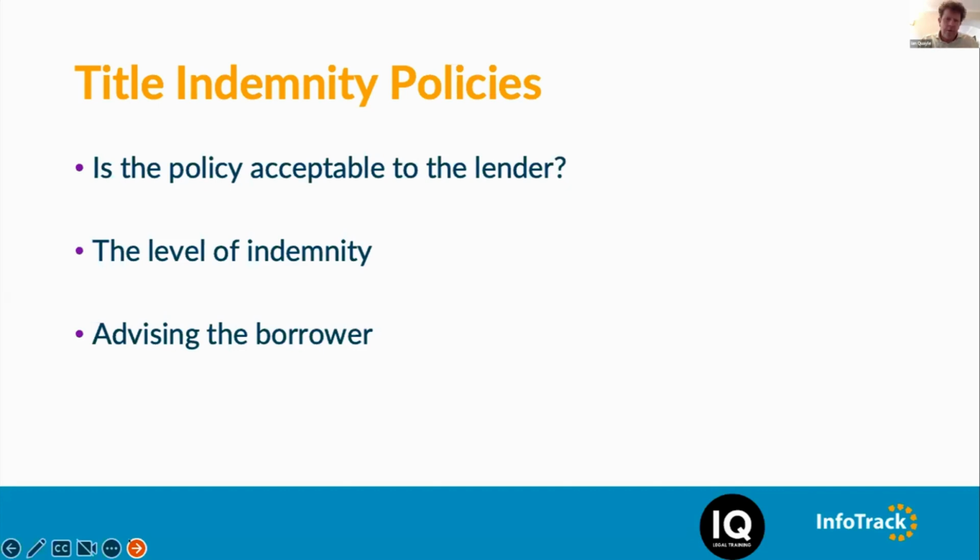The question I was asked frequently, and I was asked this question yesterday: who should take out the policy, the seller or the buyer? Well, it's the seller's responsibility to produce a good and marketable title. Therefore, if the title is defective, theoretically, the seller should remedy the defect.